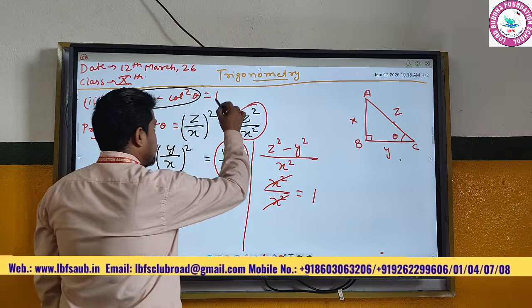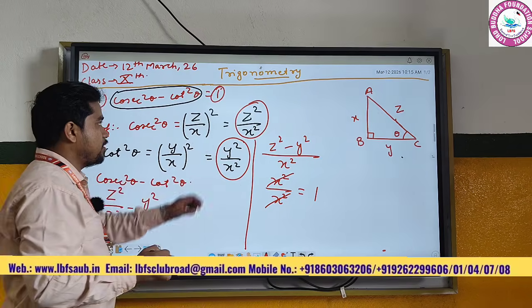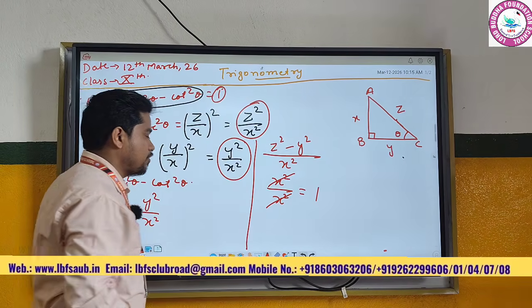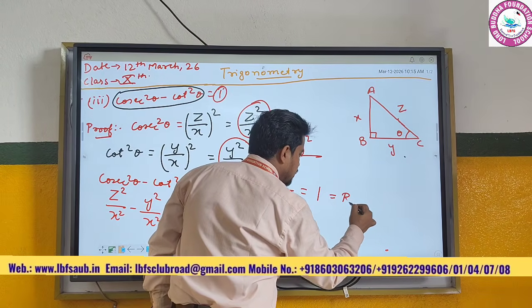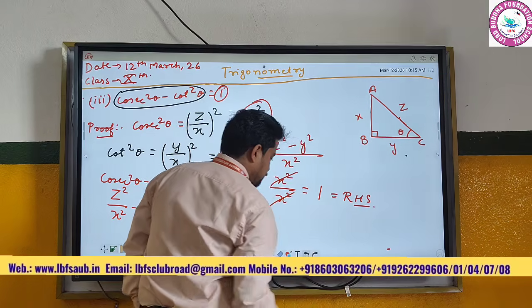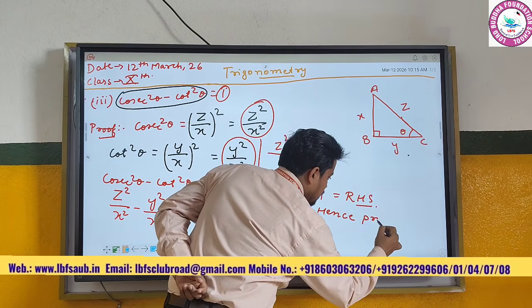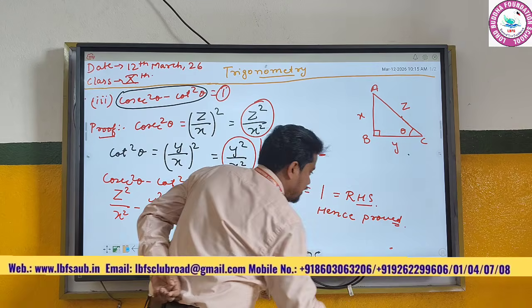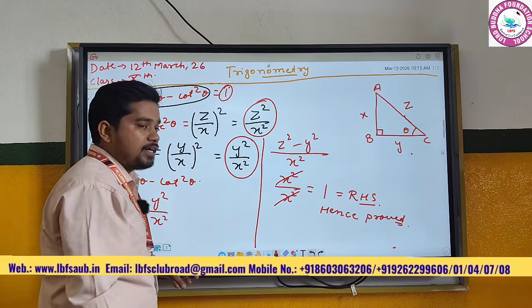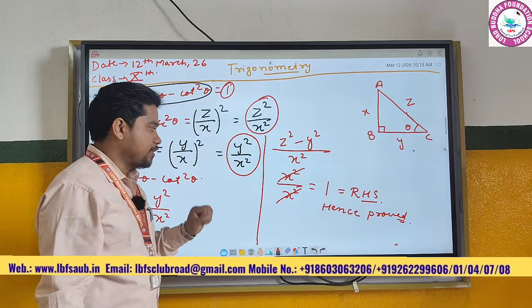Okay, do you see here that the value of 1 we have to prove in RHS? Okay, so we can write it as 1 is equal to RHS. So hence proved. Our identity is proved here. All the three identities are now proved here.